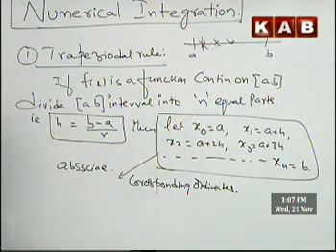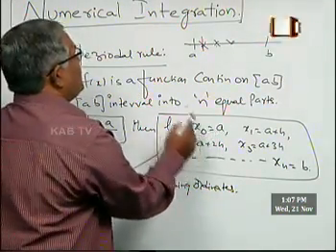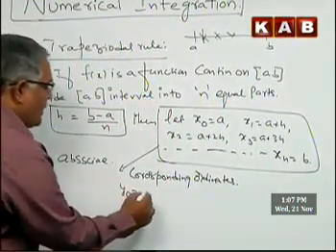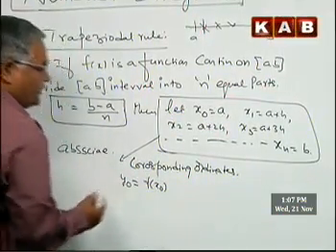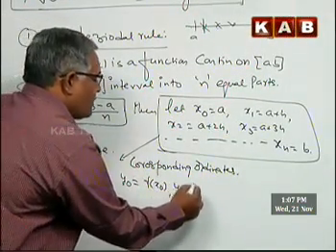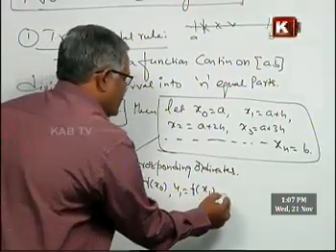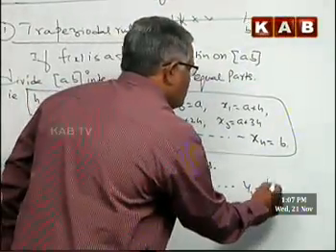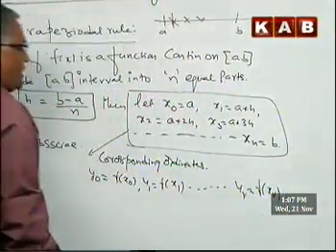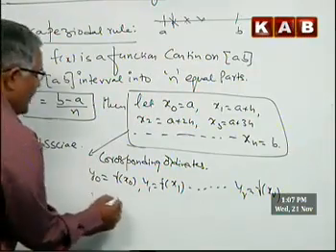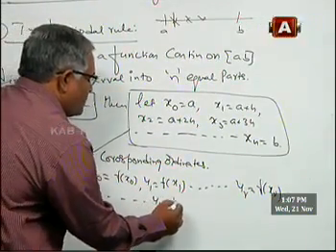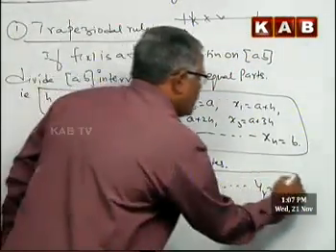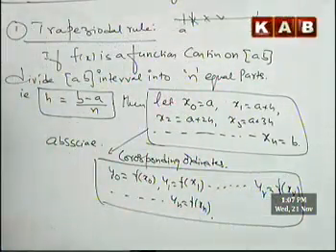What are the corresponding ordinates? When x is equal to x0 is substituted in the function, you get y0. y0 is equal to f(x0). So y1 is equal to f(x1). In the generalized form, yr is equal to f(xr). Like that, yn is equal to f(xn). So these are the corresponding ordinates.